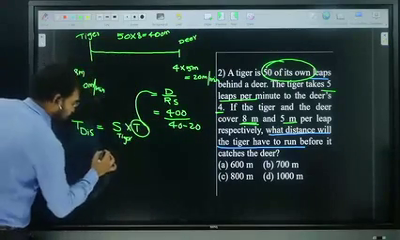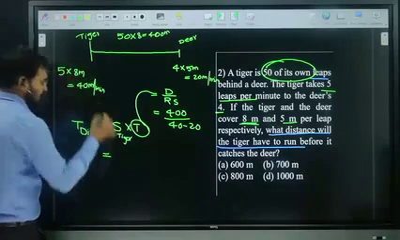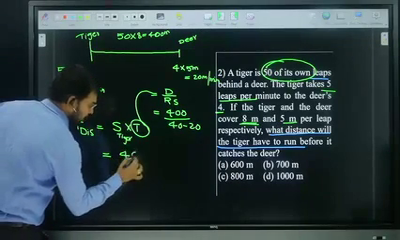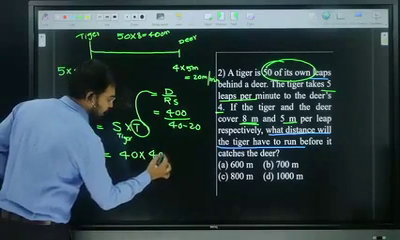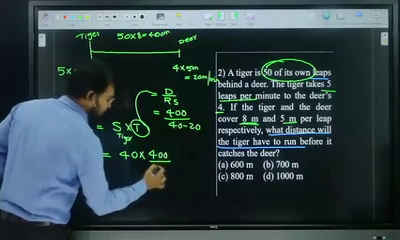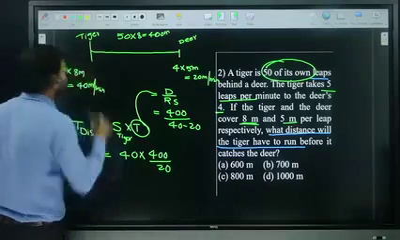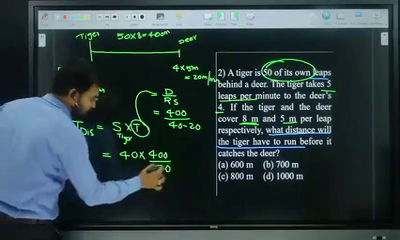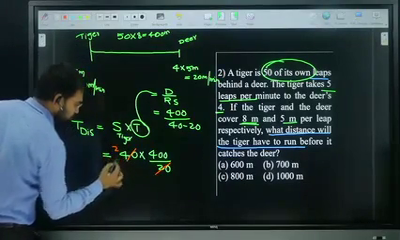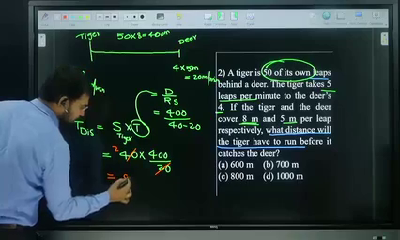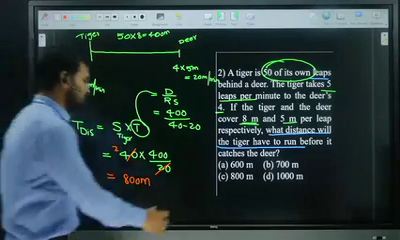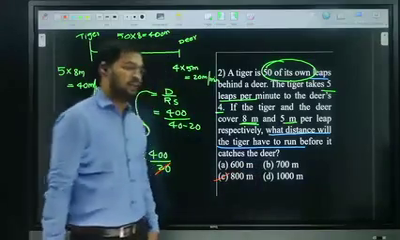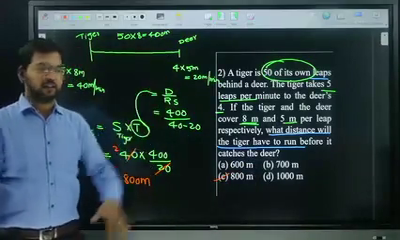The speed of the tiger is 40, into time. Time is 400 by 40 minus 20, which is 400 by 20, that is 20. So 40 into 20 is 800 meters. Therefore the tiger's distance is 800 meters. All of you clear? Just make a note.